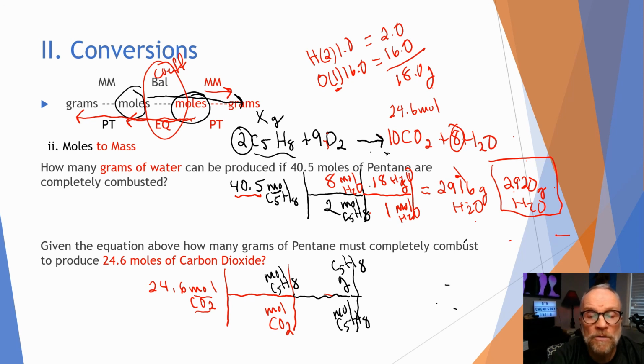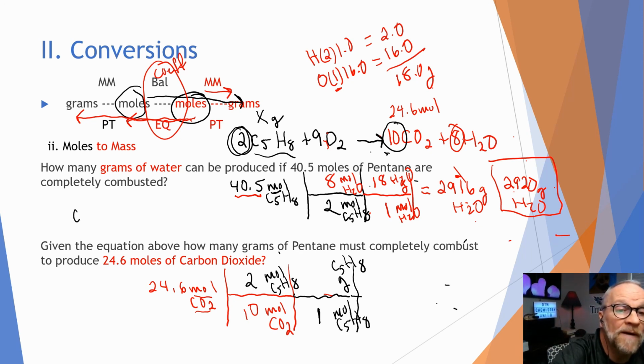All right, let's do our moles to moles conversion. How many moles of pentane do we have? Well, we have 2 moles of pentane here. How many moles of carbon dioxide do we have? We've got 10 moles of carbon dioxide. And now we need to do our moles to grams conversion to finish this out. So we got C5. Carbon is 12 grams per mole. And hydrogen, how many hydrogens we got? We got 8 hydrogen moles there times 1 gram per mole there.